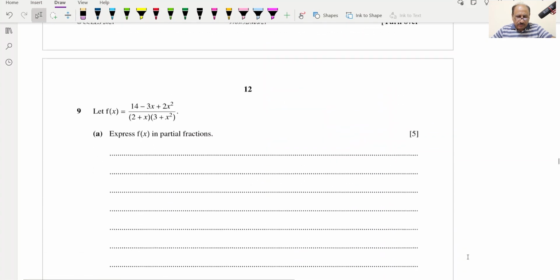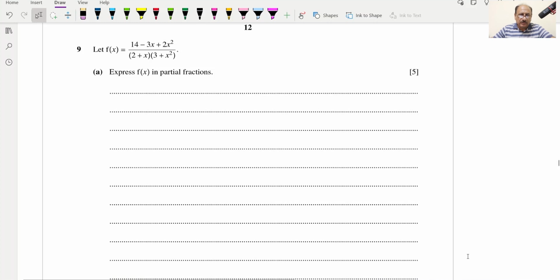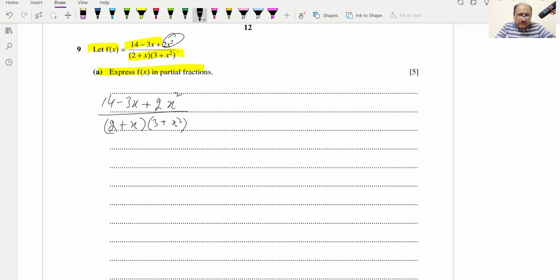Now we can move to the next question, which is question number 9, and this is partial fractions. We have to do partial fractions for this. And we can write this one as 14 minus 3x plus 2x squared over 2 plus x into 3 plus x squared. So the degree of this is 2.